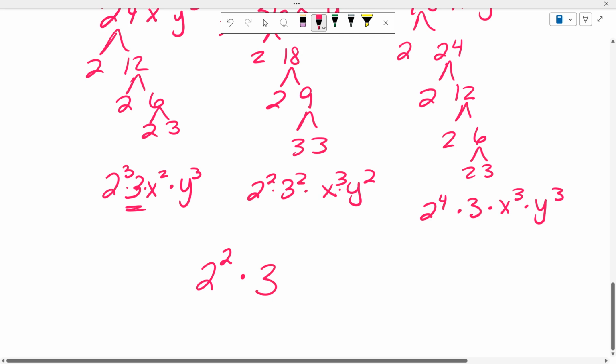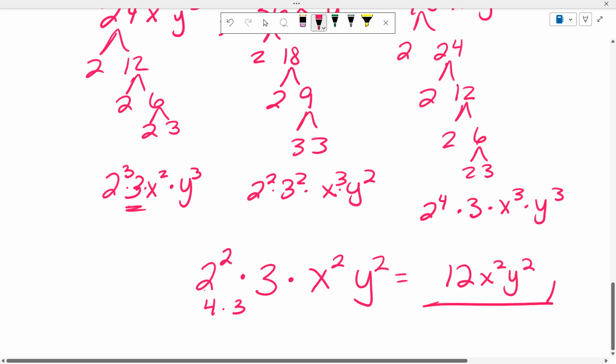What's the lowest power 3 appears to? 1. Does x appear in all of them? Yes. What's the lowest power it appears to? 2. Does y appear in all of them? Yes. What's the lowest power it appears to? 2. What's 2 squared? 4. What's 4 times 3? 12. So it's 12x squared y squared. That's the greatest common factor.